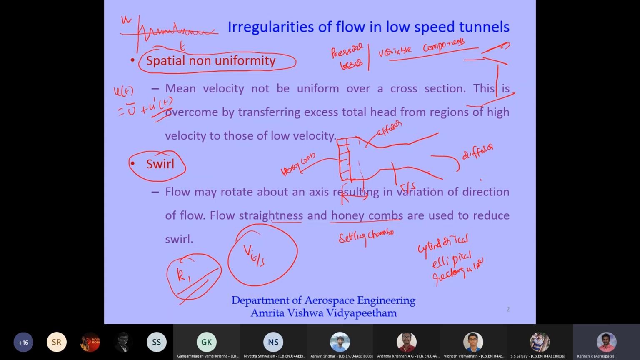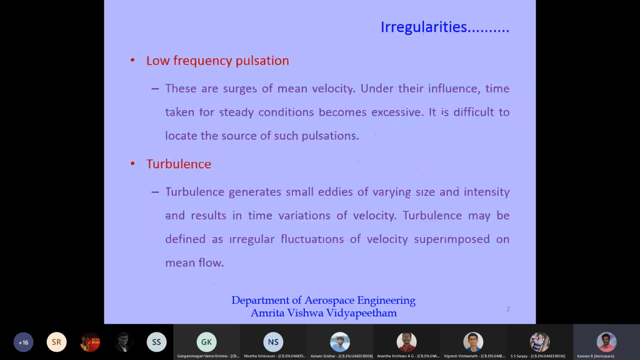So these are the possible irregularities. How are we going to control that? That's for that. And the other thing is, even if I have a honeycomb section, a low frequency pulsation. Basically it's very difficult to locate the source of such a pulsation. So that is also one thing.